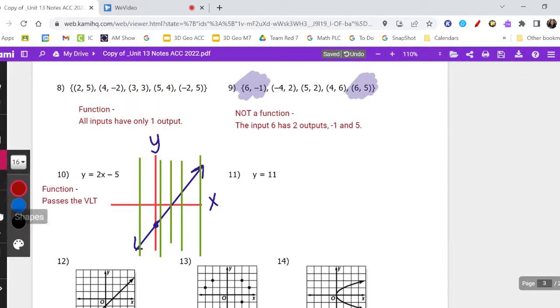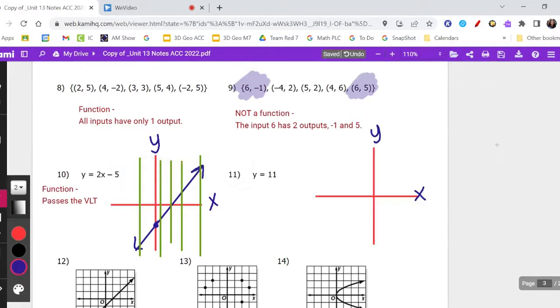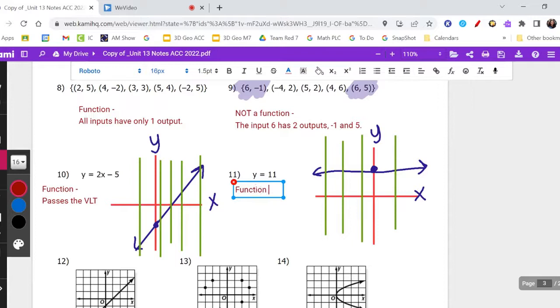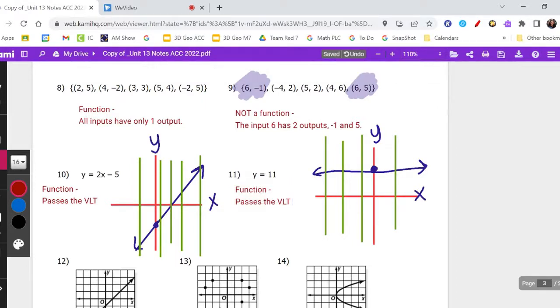Y equals 11. So let's talk about what that would look like. So y equals 11 has a y-intercept of 11 and it has a slope of 0. So it looks like this. Now, would that pass the vertical line test? In other words, would all the vertical lines only go through at most once? And the answer is yes. So I would say this is a function because it passes the vertical line test.